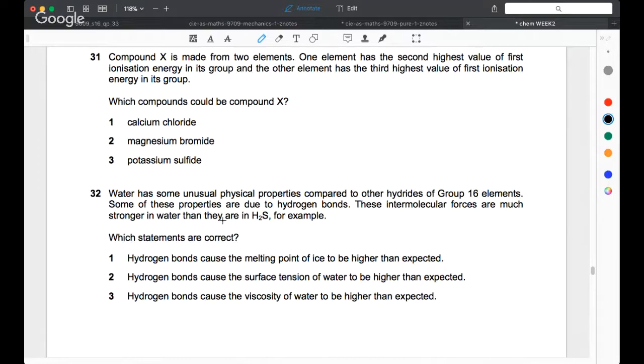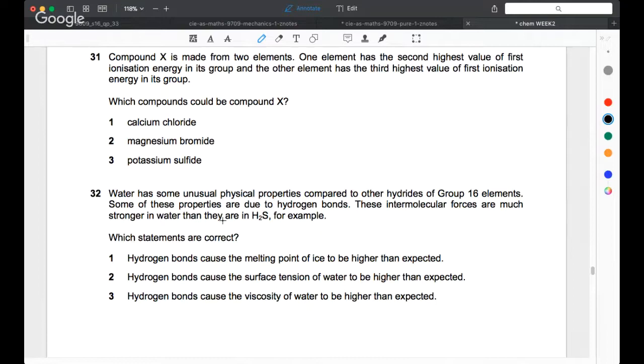Yes, so one is correct, because we have stronger bonding, so that would result in a high melting point. How about surface tension? Two is correct, I think. Yeah, because you have stronger bonding on the surface, and then it's harder to break the surface.